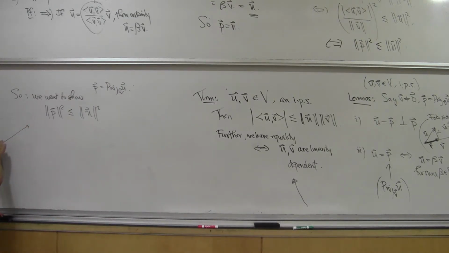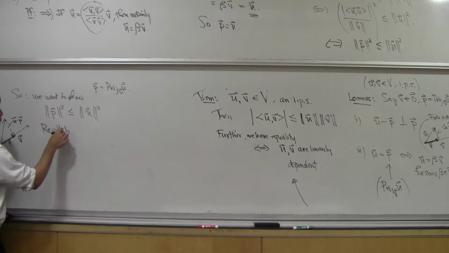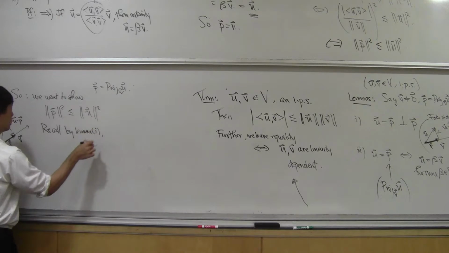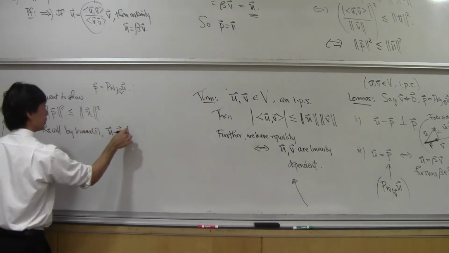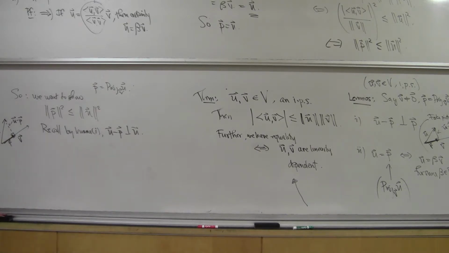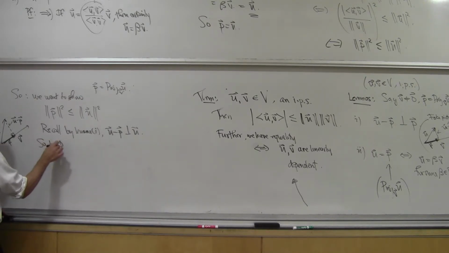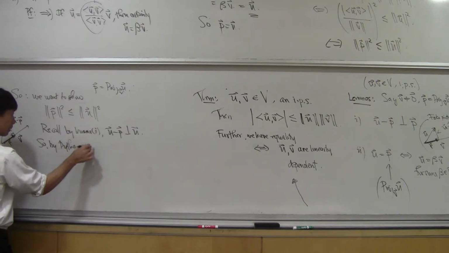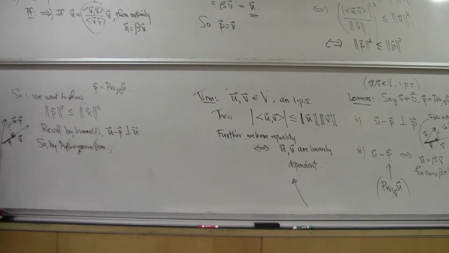Let's go back to our picture again. Let's go back to our non-existent picture. This is p. This is u minus p. Even though this picture doesn't exist, we still have some things that are true: this and this were perpendicular to each other. So recall, by Lemma 1, u minus p was perpendicular to p. So we can use the Pythagorean theorem. By the Pythagorean theorem, what do we know?